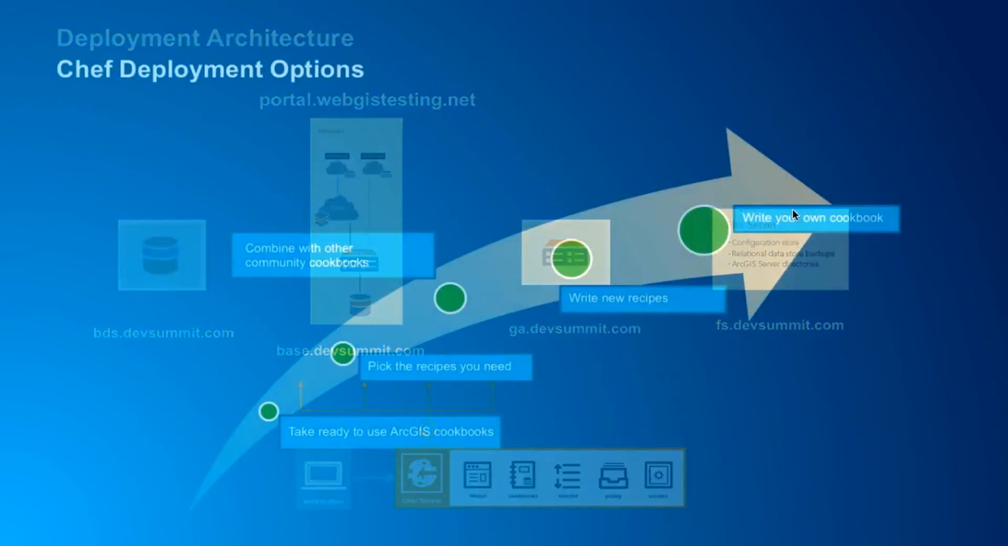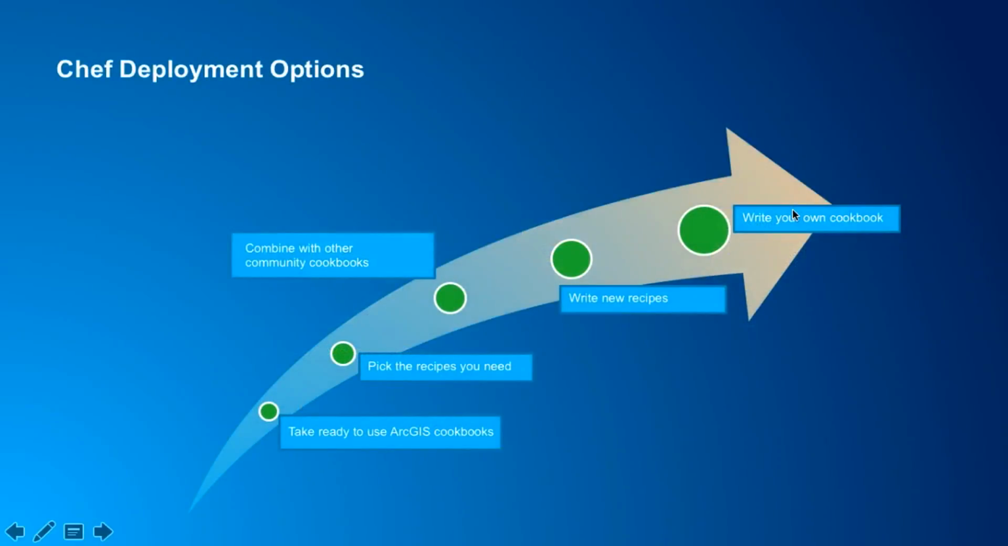This is the earlier. Okay, some other deployment options, right? We mentioned that you can take the ready-to-use ArcGIS Cookbook. You can pick up the recipe you want, and then define the properties you want. You can also combine with other cookbooks out there in the community. Like, for example, some of you are probably not using Tomcat. You are using JBoss. There's a JBoss cookbook out there. You can take those and combine, and then when you write some yourself, you can contribute back. It's an open source project.